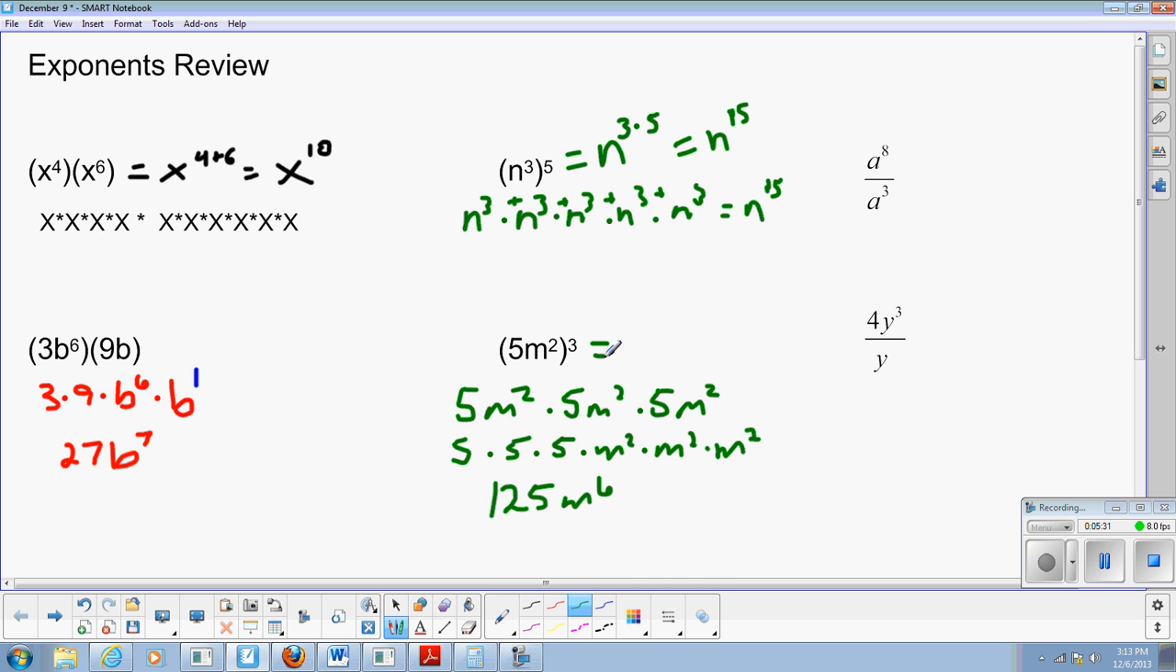What we had shown you for a shortcut is you distribute this cube to the 5 and to the m squared, and you multiply those. I can do 5 cubed times m, and 2 times 3 is 6. Use your power to the power rule that we had up here. We'll multiply the two exponents together. The exponent on the number 5 is actually 1, and 1 times 3 is 3. 5 to the third power, as we multiplied a minute ago, is 125. And then I will have m to the sixth. You can work that either way.